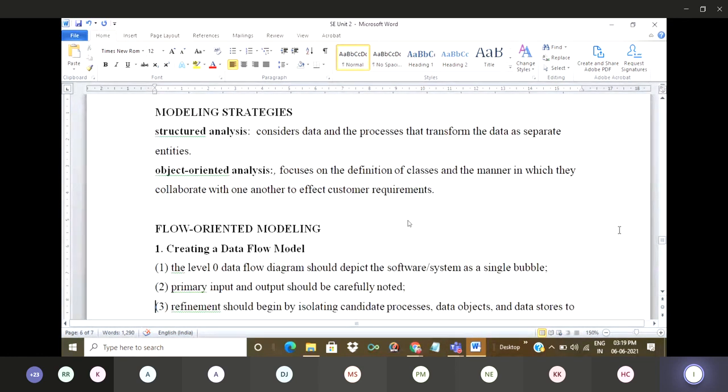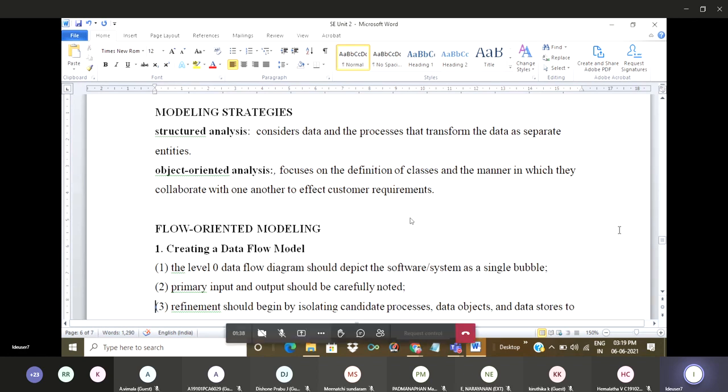Next title is modeling strategies. Here we have two types of analysis. One is structured analysis, the second is object-oriented analysis. Now we discuss structured analysis. It considers data and the processes that transform the data as separate entities. Then object-oriented analysis focuses on the definition of classes and the manner in which they collaborate with one another to affect customer requirements.